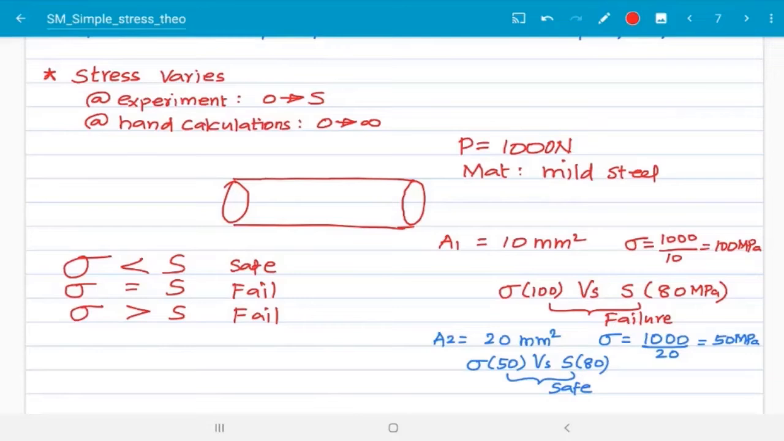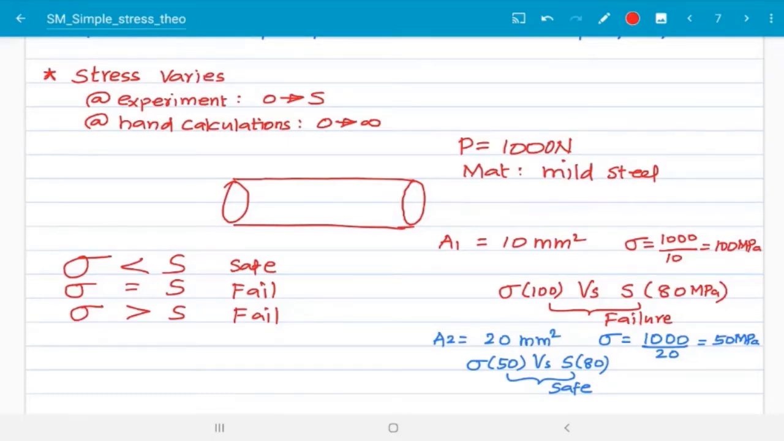So during that comparison only, you took the decision, right? When the stress is less than strength, safe, sir. Equal to strength, failure, sir. Greater than strength, failure, sir. Like that. Okay. So to take a decision, stress should be compared with the strength. Very, very important point. Ultimate point. Okay. Stress should be compared with the strength.